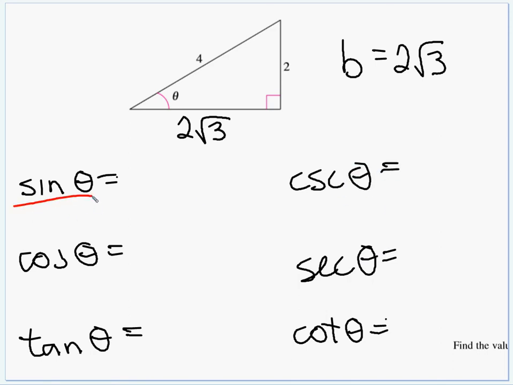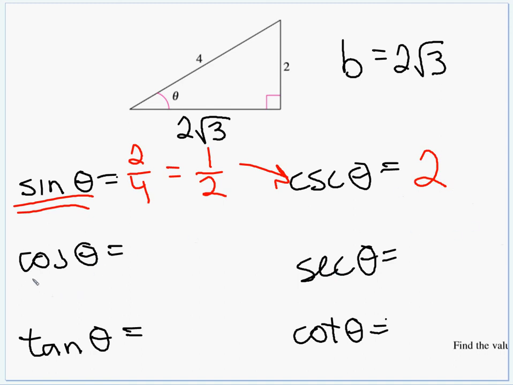Okay. Sine is opposite over hypotenuse. Some old hippie. Opposite is 2. Hypotenuse is 4. So that is 2/4 or 1/2. Now that we've got sine, let's flip it over to get its cosecant. 1 over 2 flips to 2 over 1.